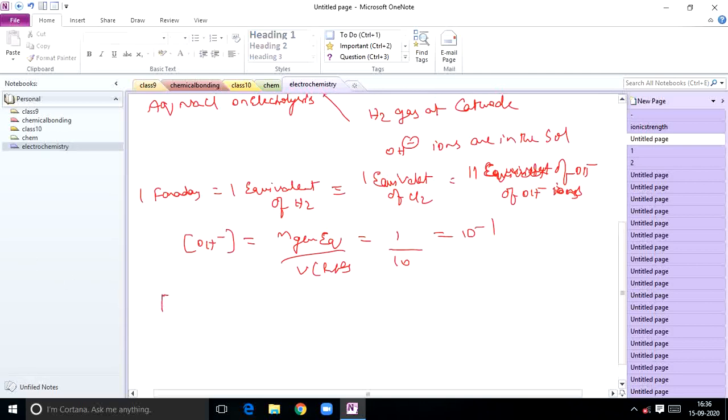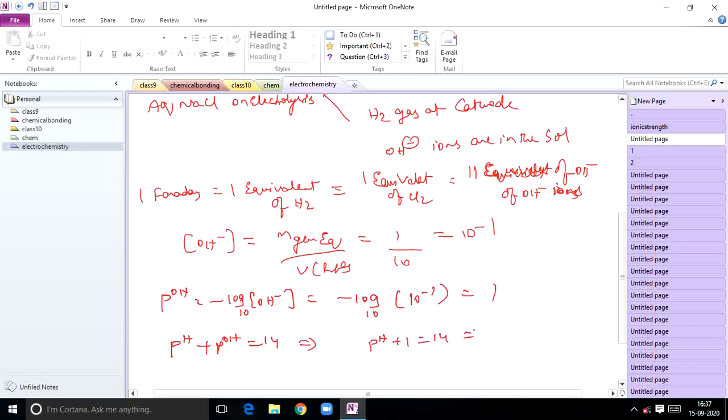Now pOH is equal to, what is the formula? Minus log base 10 of OH minus ion concentration, that is equal to minus log base 10 of 10 power minus 1, that is equal to 1. pOH is equal to 1. Then what about pH? You already know pH plus pOH is equal to what, students? 14. That implies, substituting in this formula, pH plus 1 is equal to 14. That implies pH is equal to how much, students? 13.